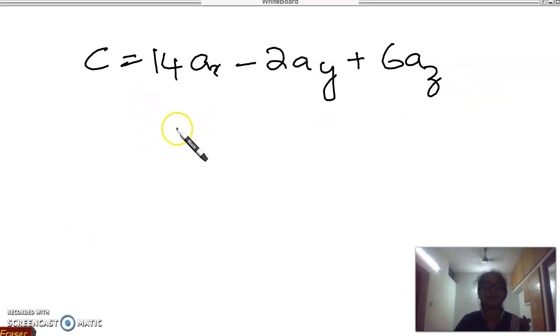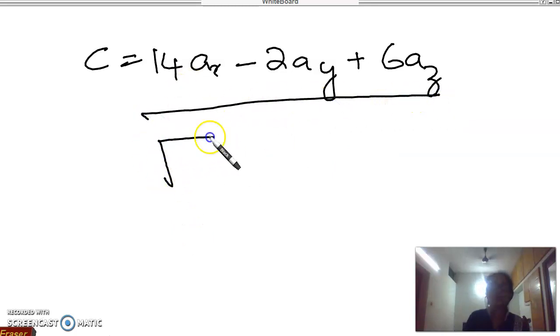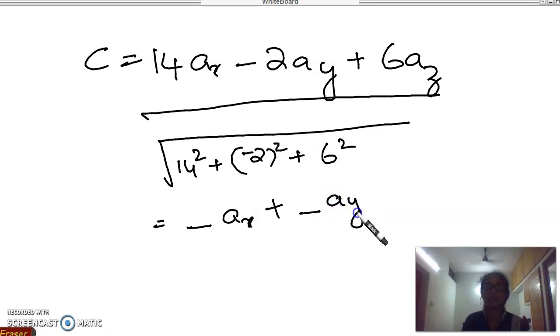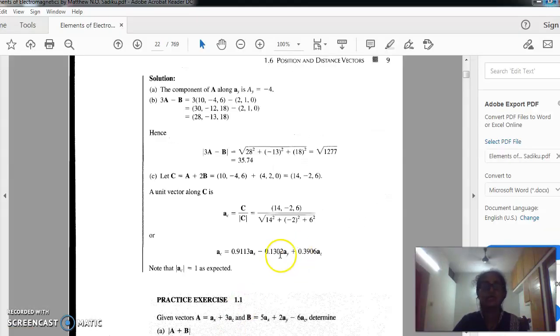Now, what did we do? 14 AX minus 2 AY plus 6 AZ, that divided by what? Square root of 14 square plus minus 2 square plus 6 square. So when you divide by this, you get a numerical value. Find out the actual value, AX plus some value AY plus some value AZ. That is what we are getting from this one. Okay, that is what is computed here.